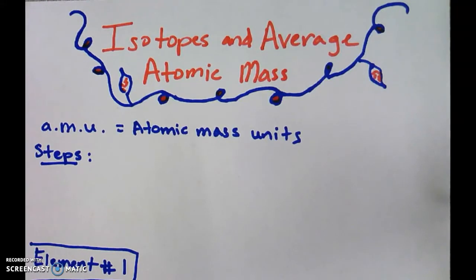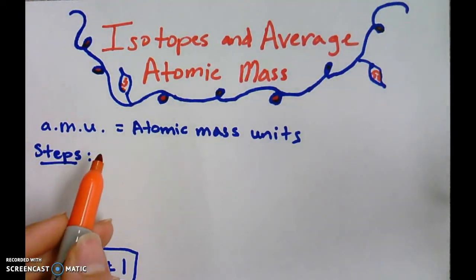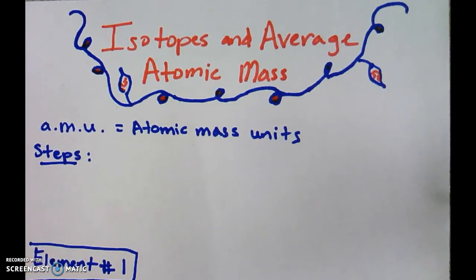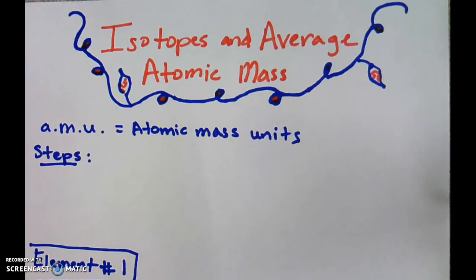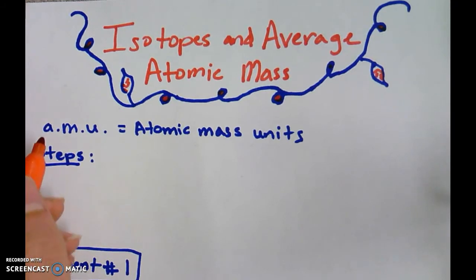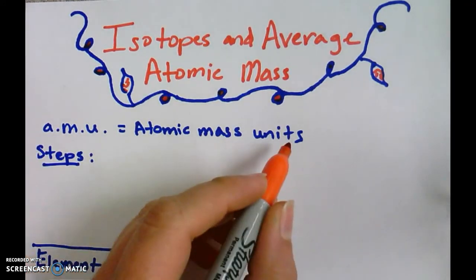Picking up from where we left off, we're talking about isotopes and how to calculate average atomic mass. So the first thing you need to know is that when we're talking about mass of atoms, we need a really small mass unit. This is because atoms are so tiny that we can't just weigh an atom on the scale and see it read in grams. It's too small to weigh by itself. So we have a unit that we use just for when we're talking about things as tiny as atoms, and that's called AMU, or atomic mass units.